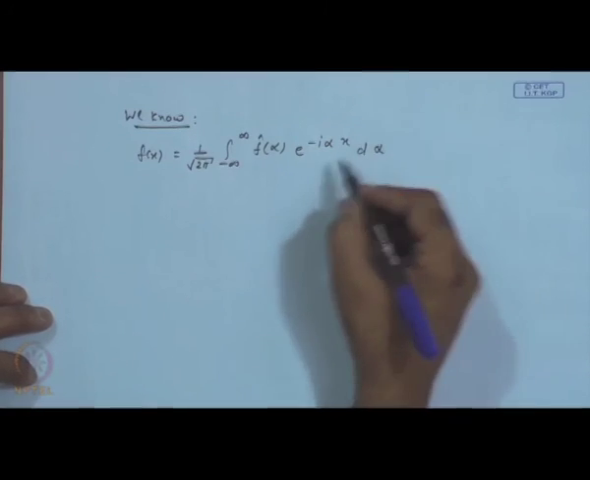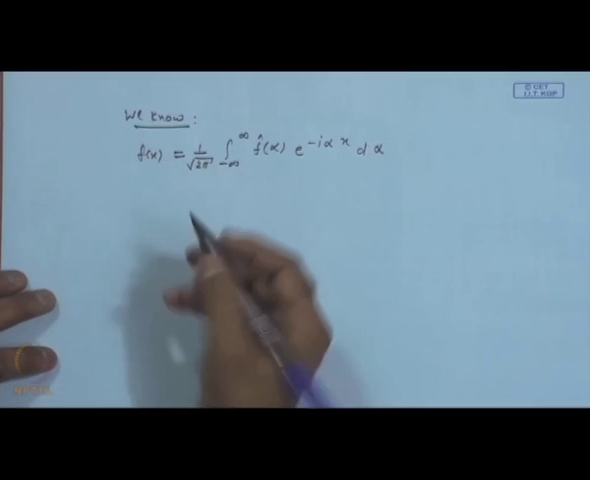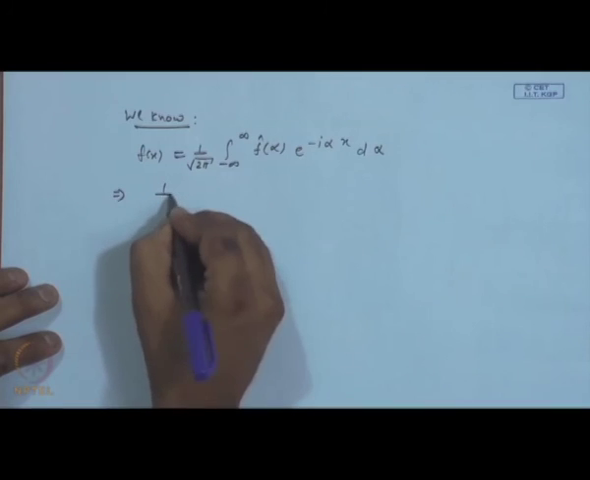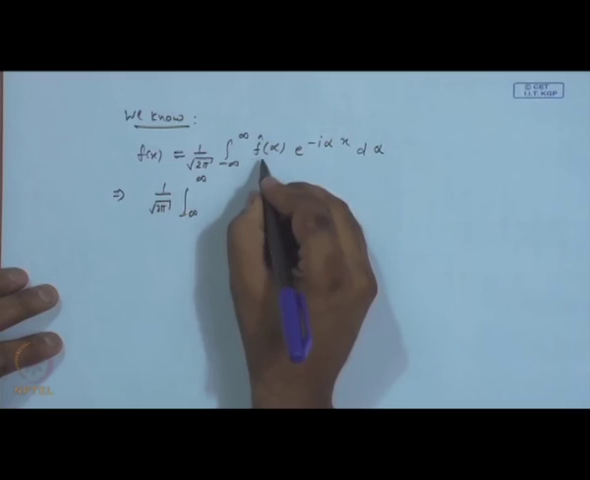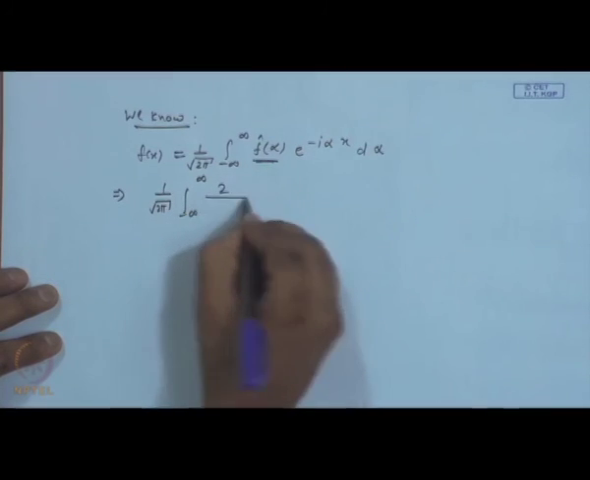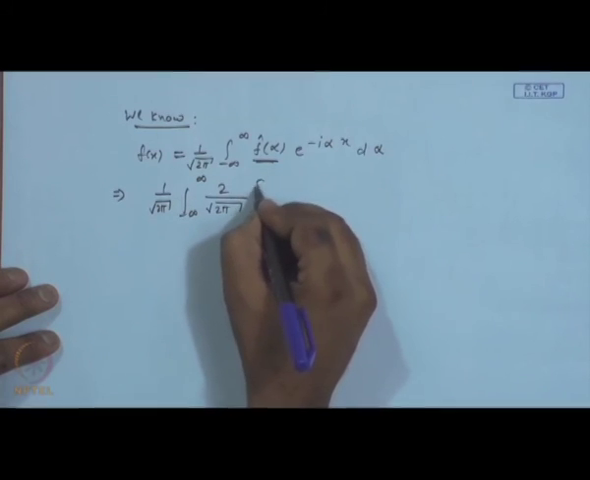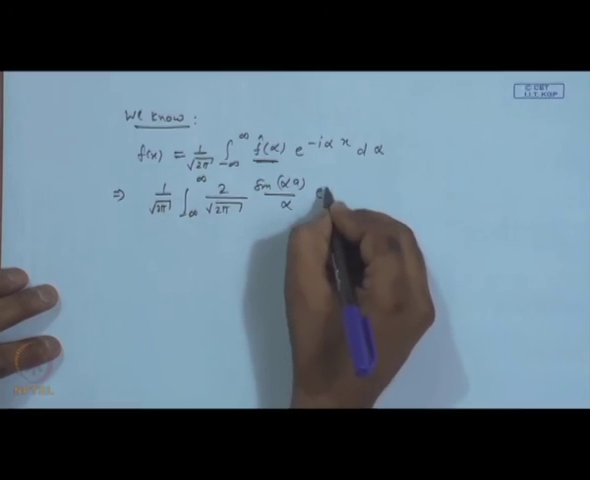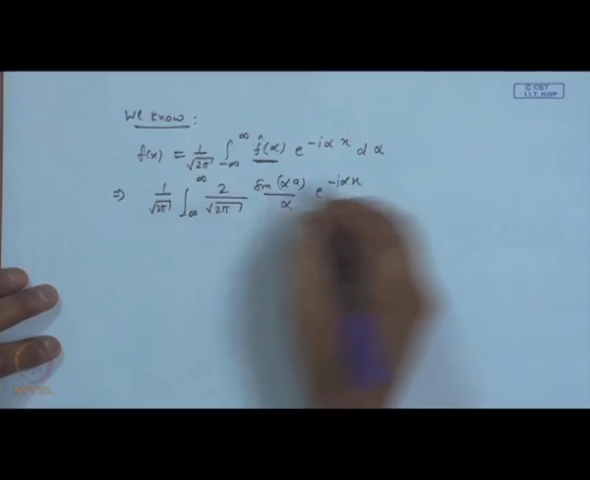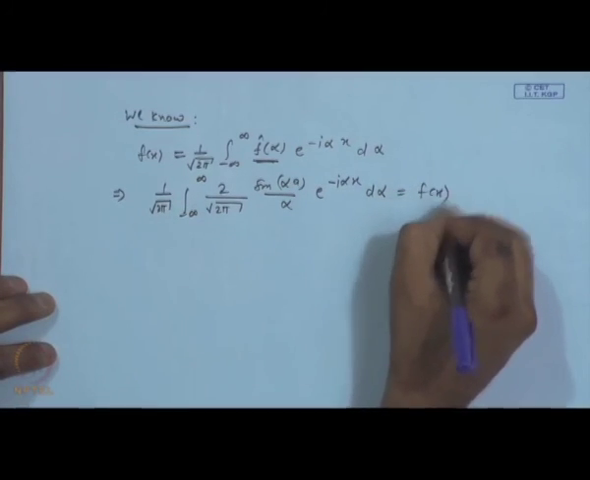At a point of continuity this equality holds, and otherwise we have the average value in any case. So what we have now is 1 over square root 2 pi and the integral from minus infinity to plus infinity, where f hat alpha was 2 over square root 2 pi times sine alpha a over alpha, and e power minus I alpha x d alpha, equal to f(x).